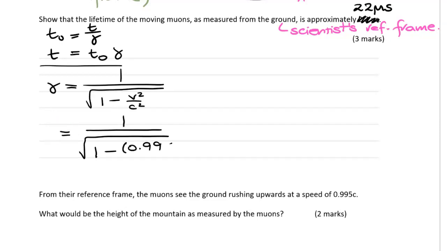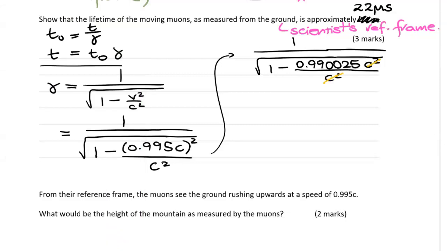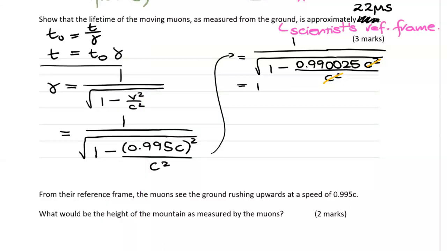So we were told they're going at 0.995 c in brackets all squared divided by c squared. So using that trick of leaving it in terms of c, we've cancelled off those values and now let's put that into our calculator. Okay, I get a gamma value of a little bit larger than 10. Remember, there's no units for gamma, it's a dimensionless quantity.